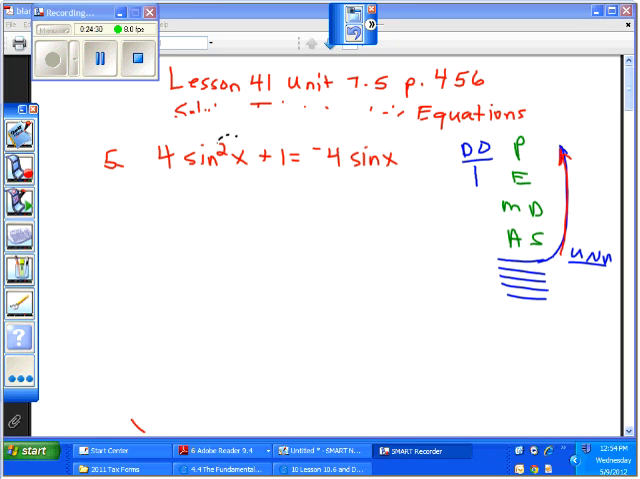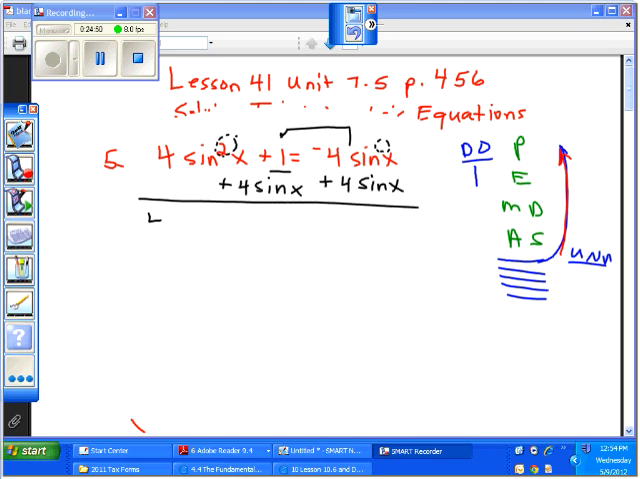This is a quadratic because we have a square, a first power, and a constant. To solve a quadratic, you must first set it equal to 0. So we're going to move this to the other side so as to set the quadratic equal to 0. And so we have 4 sine squared x plus 4 sine x plus 1 equals 0.